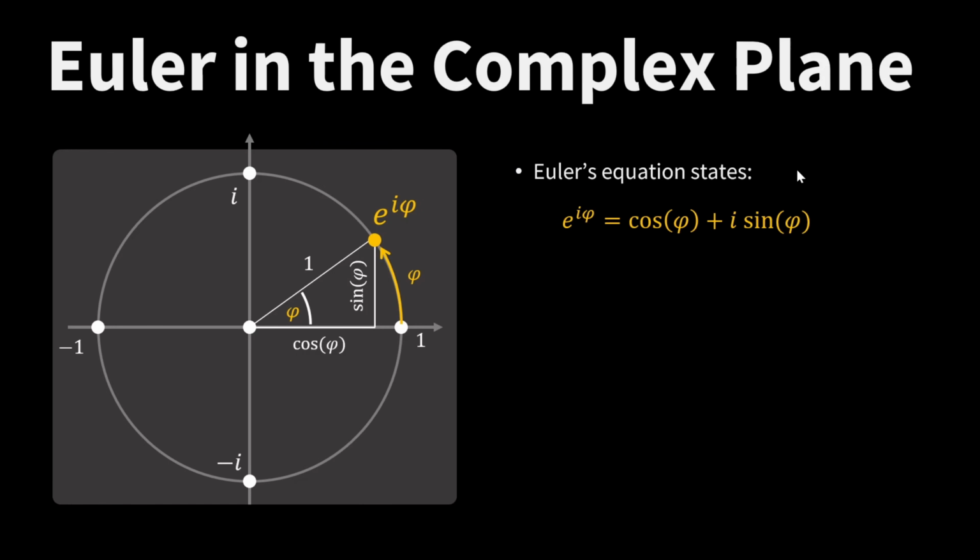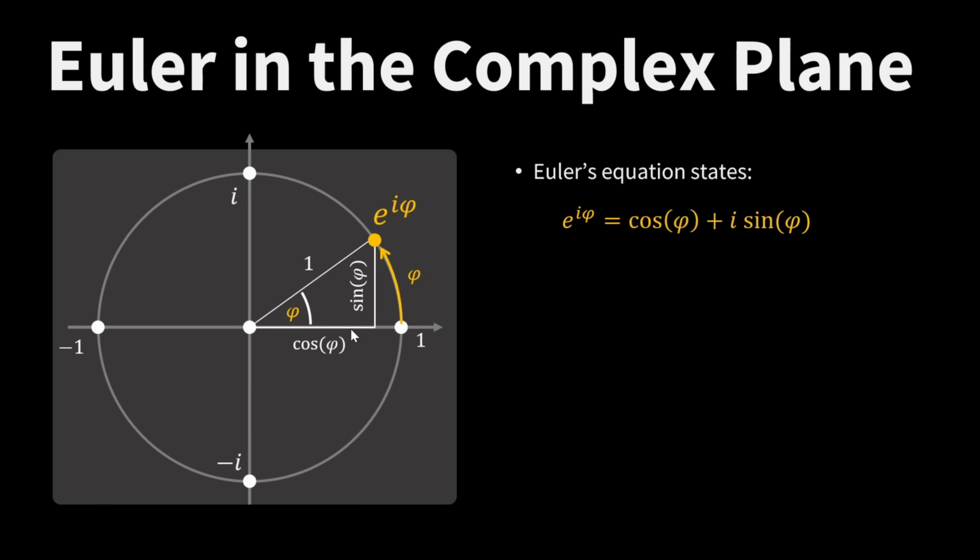We just found Euler's equation. E to the power of i phi is cosine of phi plus i sine of phi. Here I use phi instead of x or t. This is a complex number, so let's check where this number is in the complex plane. As before, we have the real axis here and the imaginary axis here. This equation gives us the coordinates of this point, e to the power of i phi.